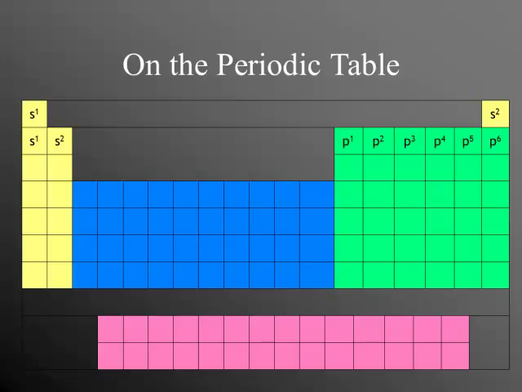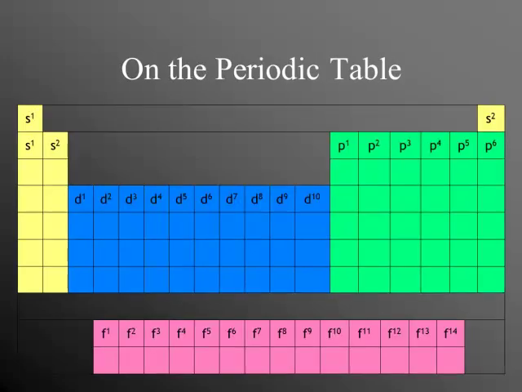The 6 columns on the right-hand side of the periodic table constitute the p block of the periodic table. All these elements have their last electrons in a p sublevel. Likewise, the middle transition metal section is the d block, and the inner transition metals are called the f block.